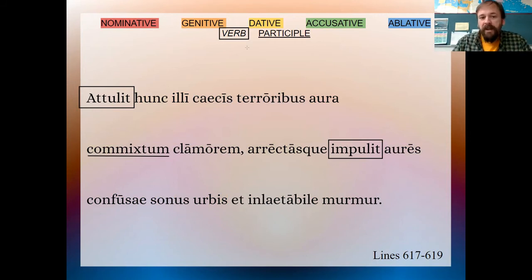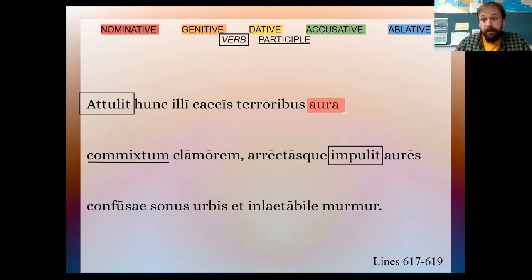Let's start with nominatives again. So what's the thing that atulited? Hunc. That ain't no, not hunc, not illi, not caecis. It is aura. Aura here means breeze, the breeze. Commixtum, clamorum, rectas, aures. Could be aures, but that would be another plural. Let's look at the verb. Impulit can't be aures. Confusae have the same problem. If it was nominative, it would have to have a plural verb, and we don't have any plural verbs.